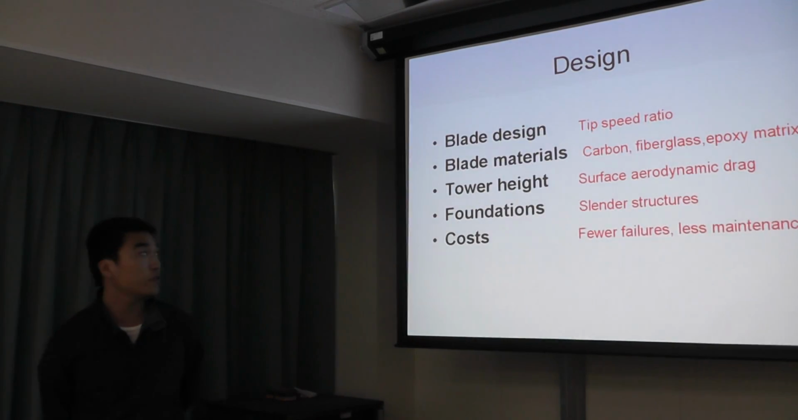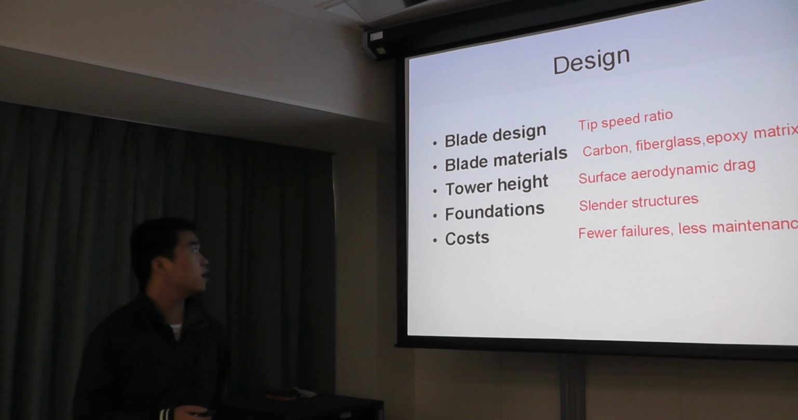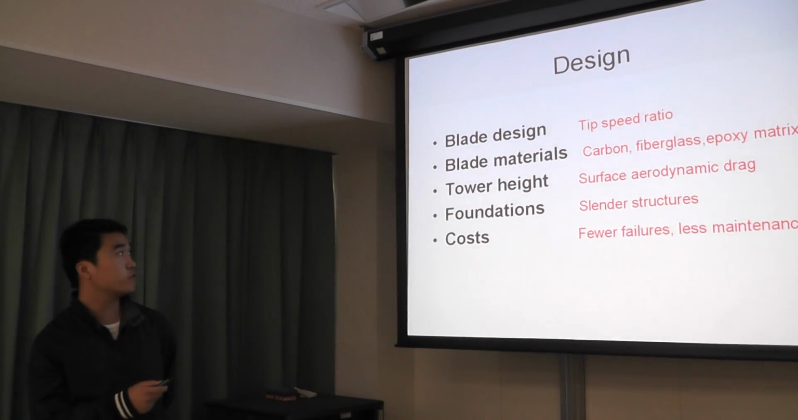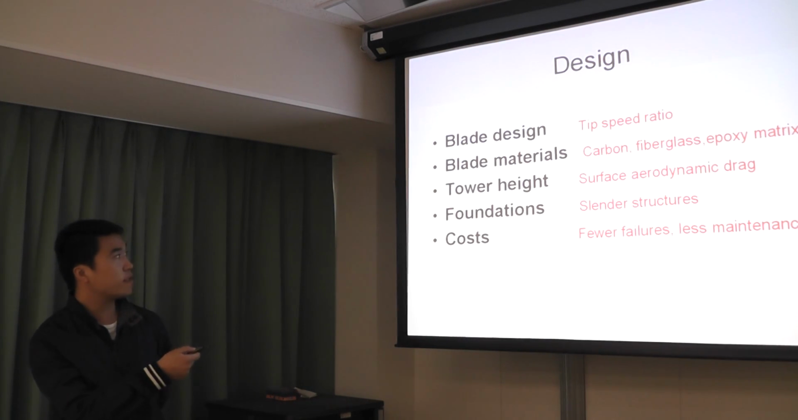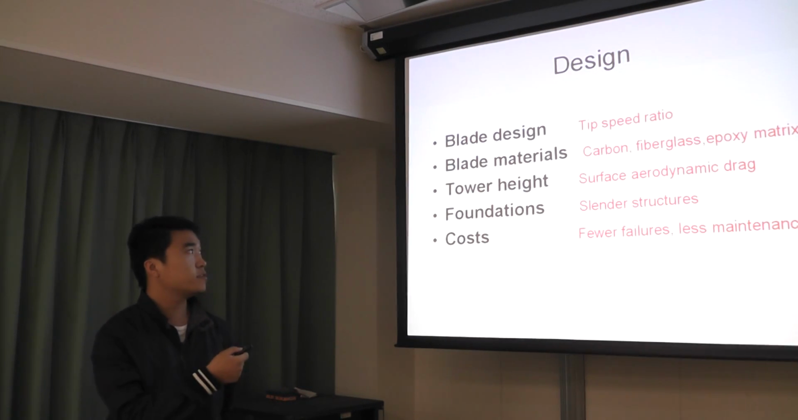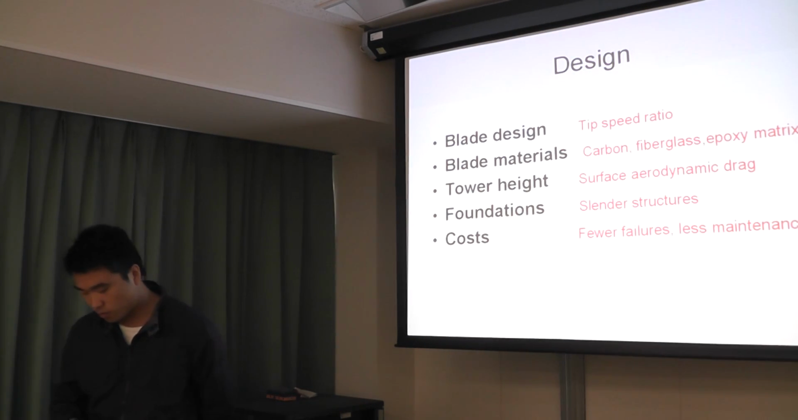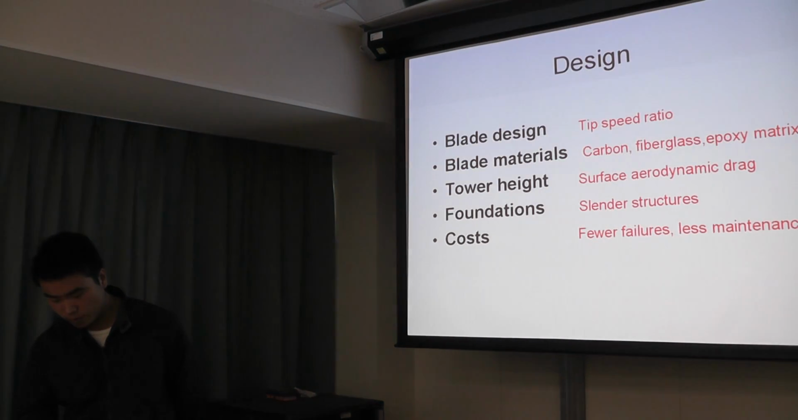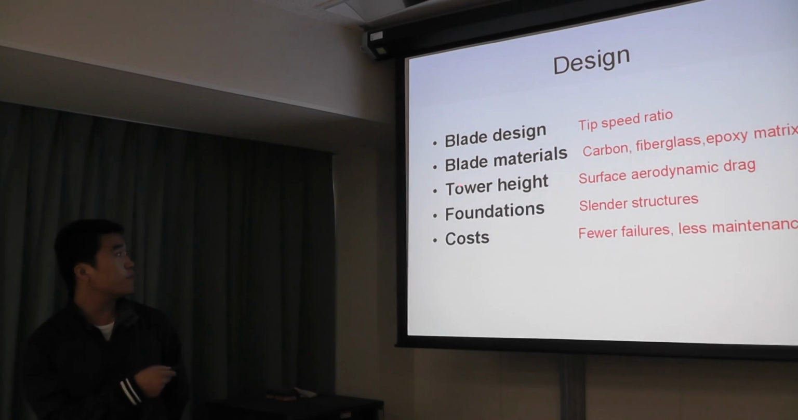And for the last part, we need to take five elements into consideration to design a wind turbine. They are the blade design, the blade materials, the height of the tower, the foundations, and the cost. First of all, let's look at the blade design. The keyword is tip speed ratio. So what is tip speed ratio? The tip speed ratio is the ratio between the speed of the blade tips and the speed of the wind. And here are the blade materials.